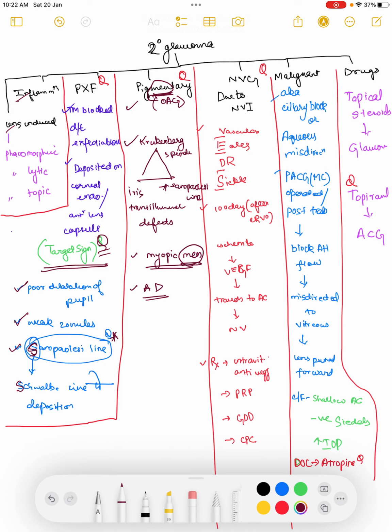Neo vessels. New vessels are never normal, they are abnormal and fragile. Causes, we have all heard about the Vedas. So we'll make a mnemonic, VEDS. Vascular causes like CRVO, diabetic retinopathy, BRVO, ITBRVO, STBRVO, any vascular cause, vasculitis, Eales disease, diabetic retinopathy, sickle cell retinopathy, also known as 100-day glaucoma seen after CRVO.